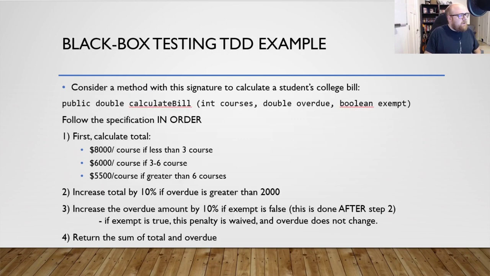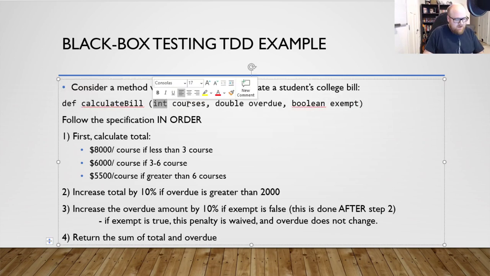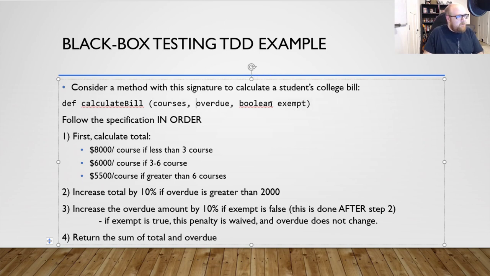So just a quick little black box test-driven development example. Let's say you were writing a function, and in this case, I actually have it written like a Java function. So let me just change that to a def, quickly remove these. I actually have edited the rest of the slides. I swear, I just forgot that one line. So let's say you were writing this function in Python. The function calculate bill for a student's semester, and let's say that hypothetically this took in some number of courses that the student took, some amount that is already overdue, that is amounts that they have not paid yet from previous terms, and then an exemption as to whether or not they're exempt from interest on that previous amount.